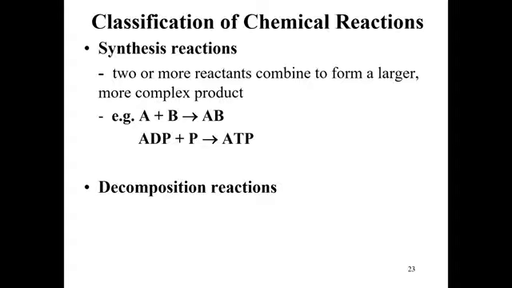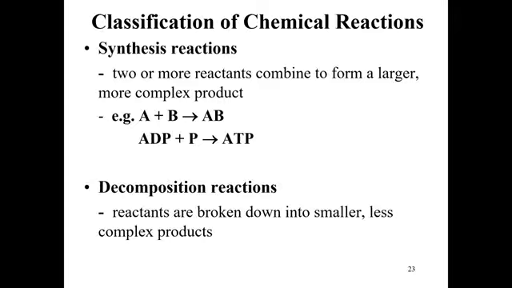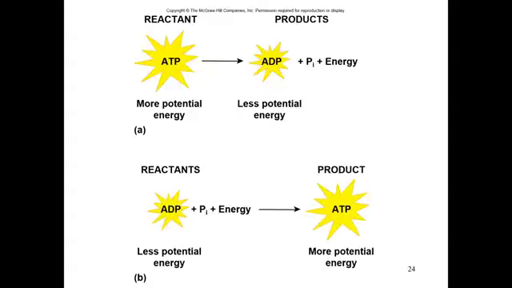Decomposition reaction is the opposite of synthesis reaction. One compound is broken into smaller, less complex products. In this case, it is the opposite of synthesis. Compound AB is separated into A and B. Take for example, ATP also breaks down into ADP and phosphate, releasing energy in the process. Okay.